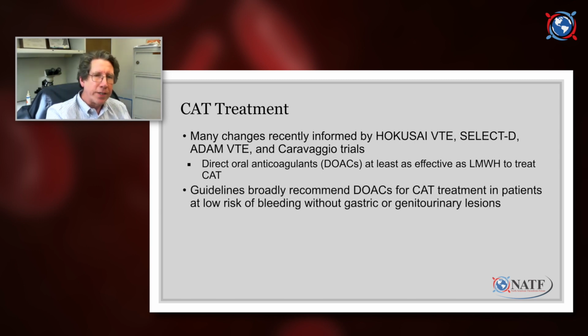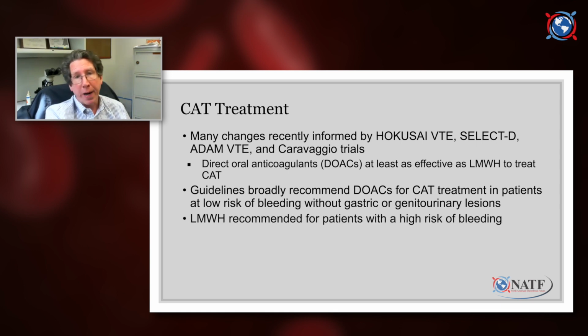All the guidelines generally tend to recommend direct oral anticoagulants in patients who are at lower risk for bleeding, that is, patients without gastric or gastroesophageal, or in some cases, genitourinary lesions, which place patients on DOACs at a little bit higher risk of bleeding, and recommend low molecular weight heparin for the high bleeding risk populations.